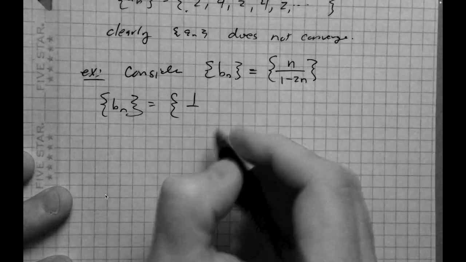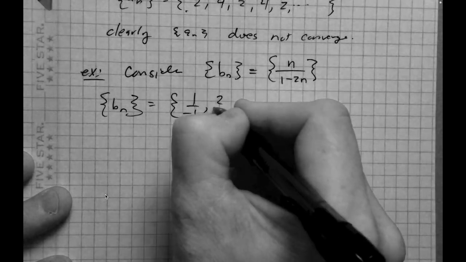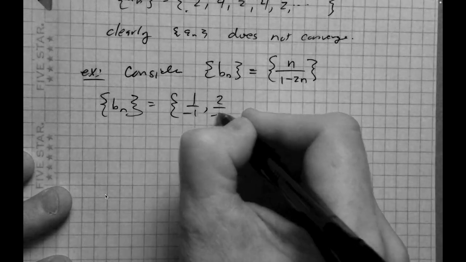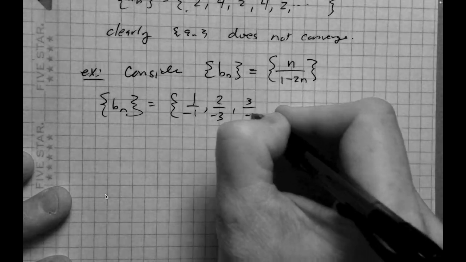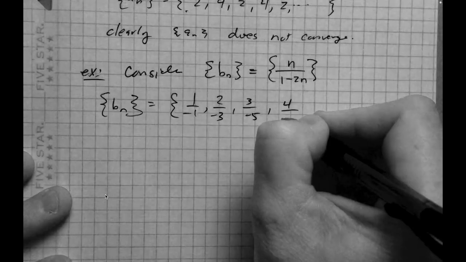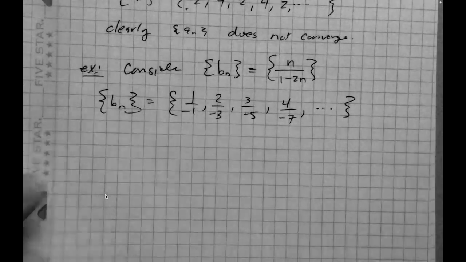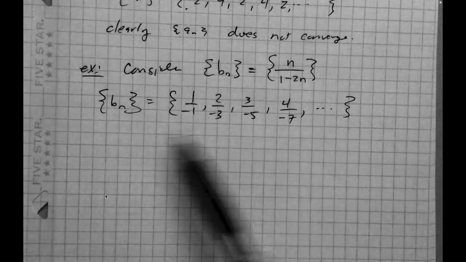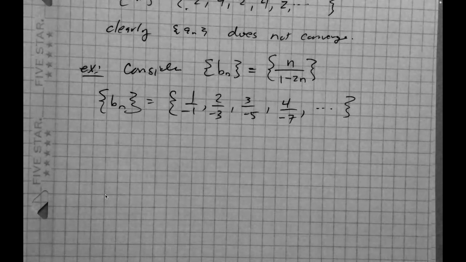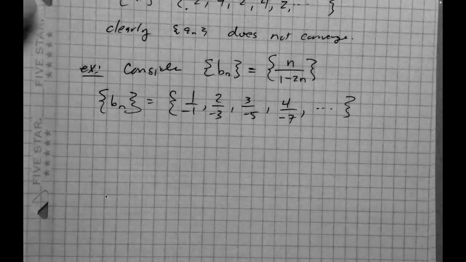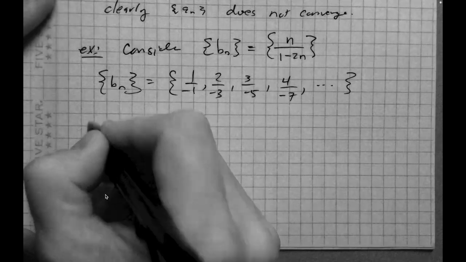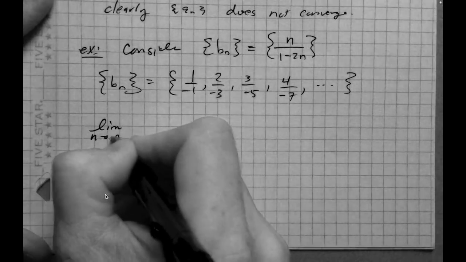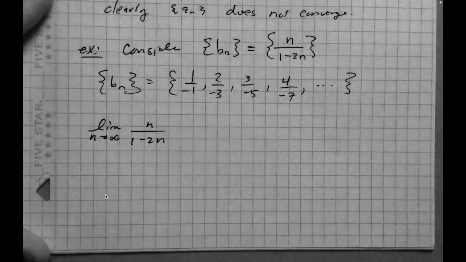We had 1 over negative 1, and then 2 over 1 minus 4, so negative 3, and then 3 over 1 minus 6, so negative 5, and we can see the pattern here. Okay, so all these values are negative. The question is, do they get arbitrarily close to some other value as n grows? So let's just think of this as a function and go after it. So let's say limit as n approaches infinity of n over 1 minus 2n.